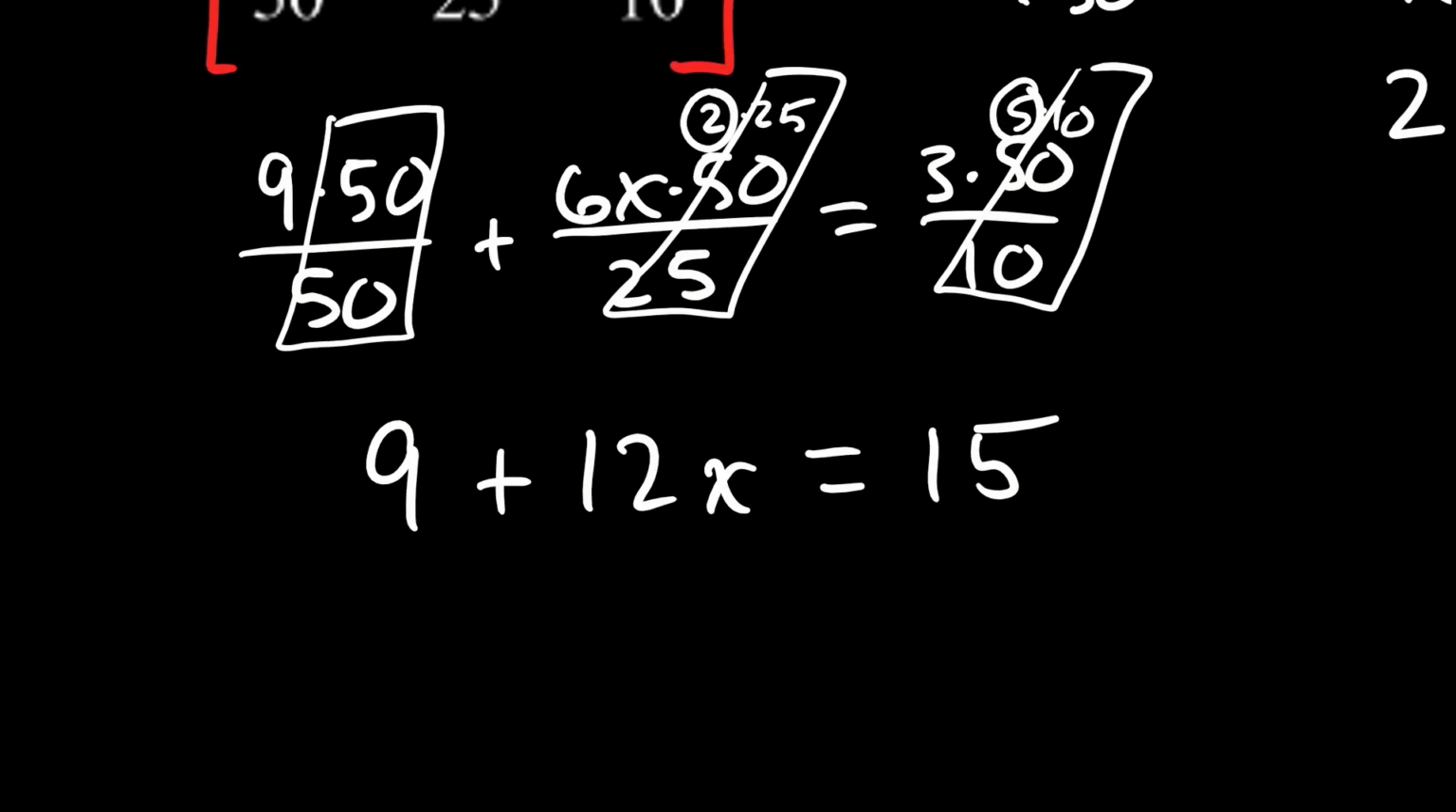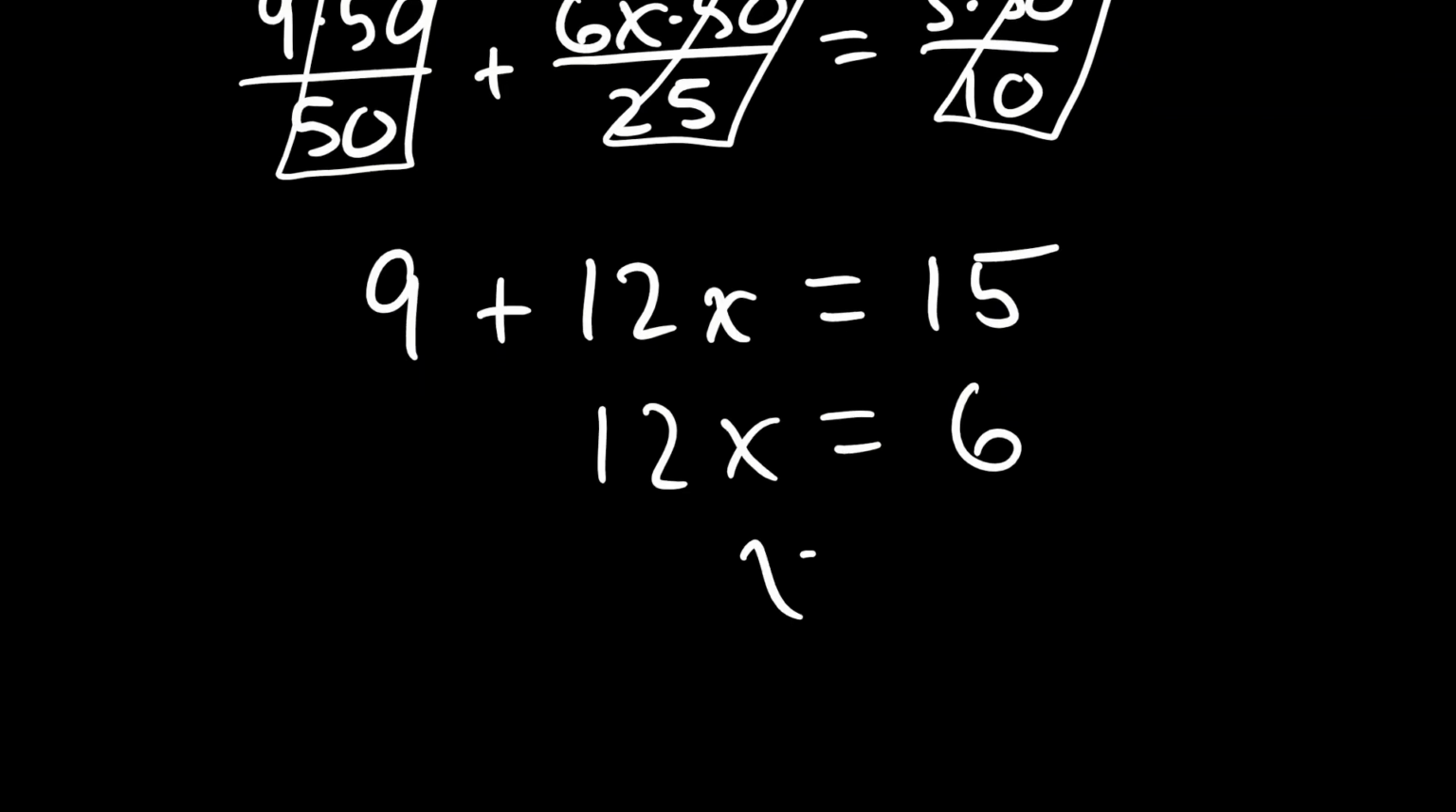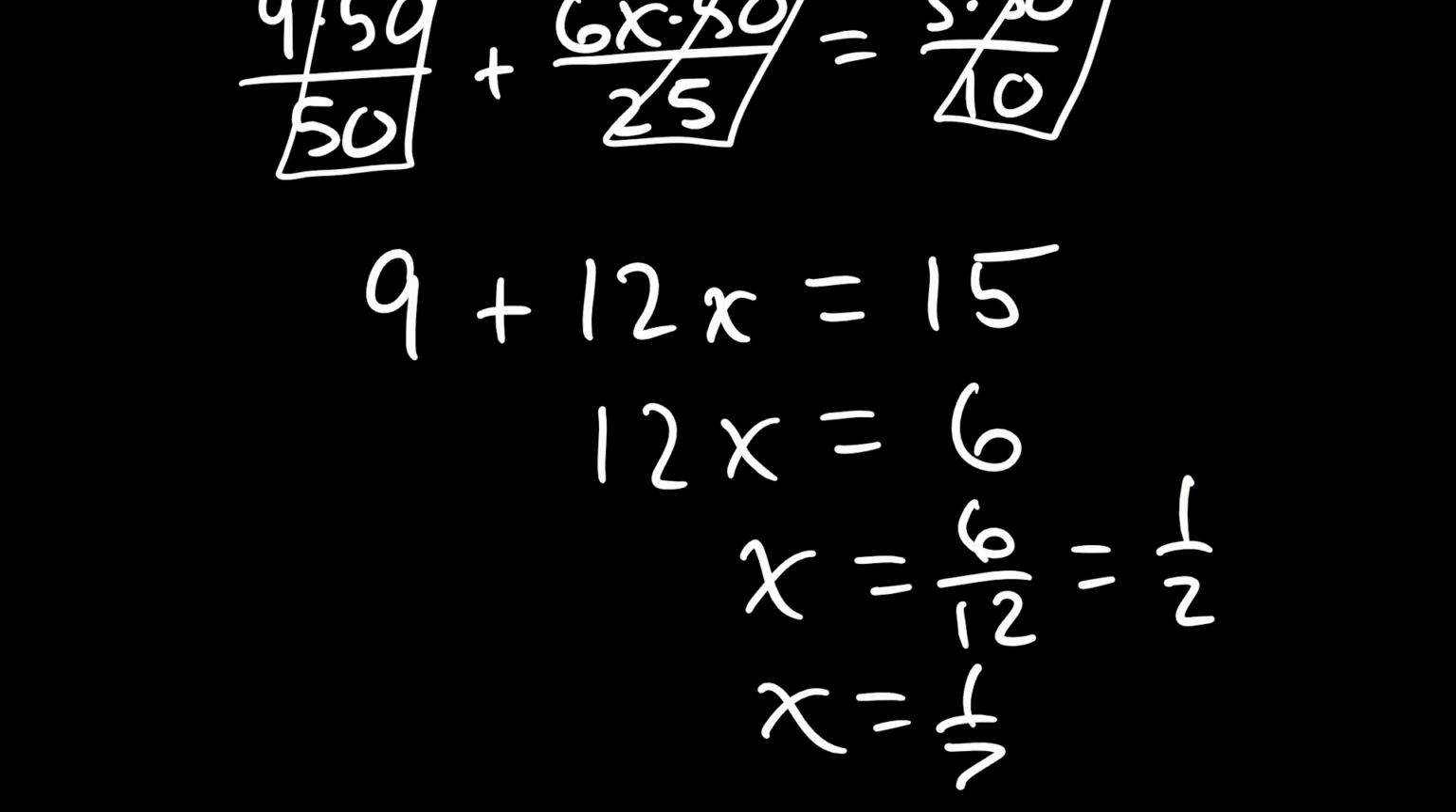What a lovely looking equation. Let's take 15 and we'll subtract 9. I'm subtracting 9 from both sides. I took away 9 from that side, and when I take away 9 from the other side, I get 6. And then when I divide both sides by 12, I get 6 twelfths, right? Which is 1/2. So x is 1/2.